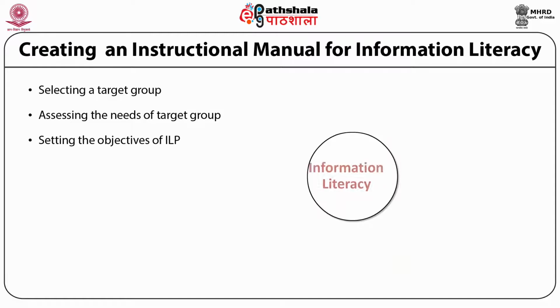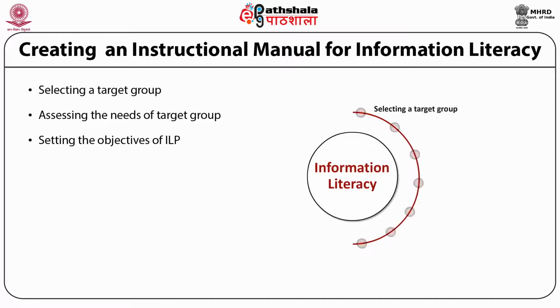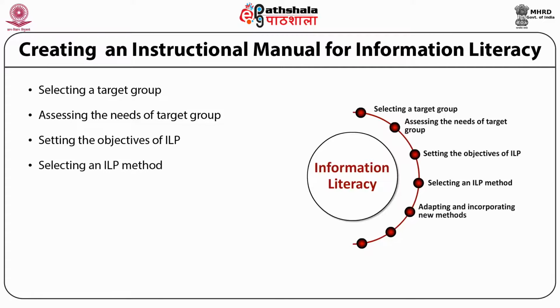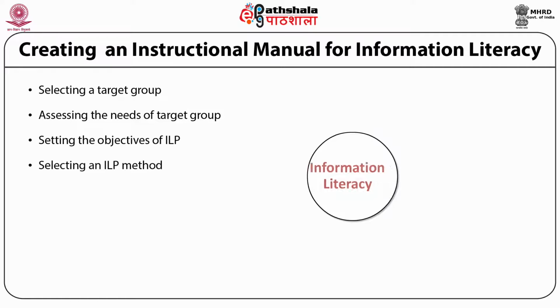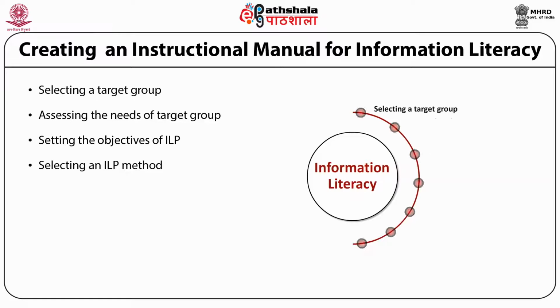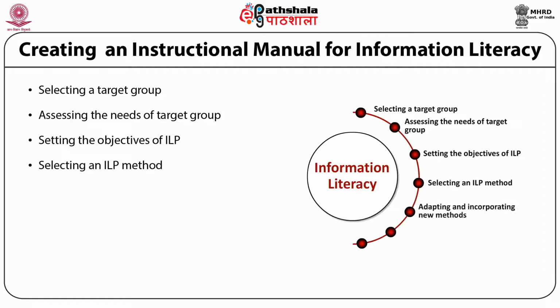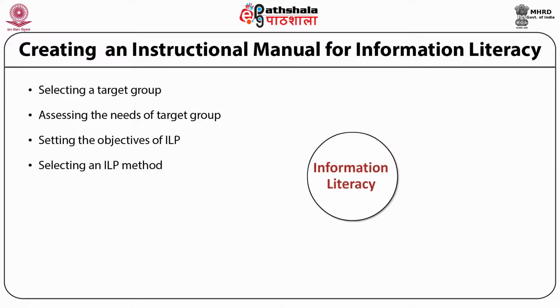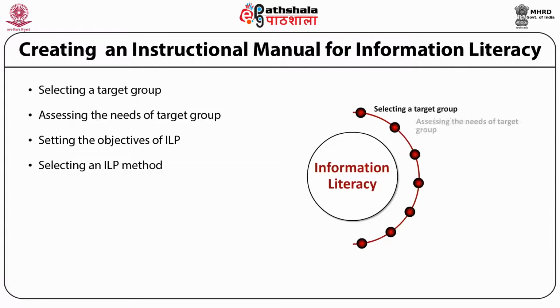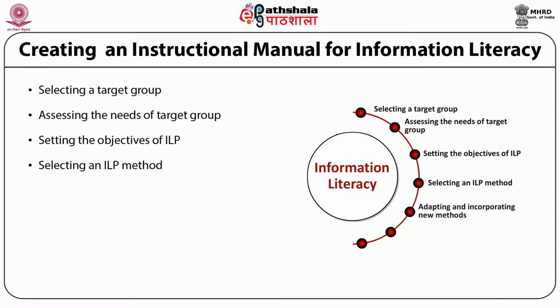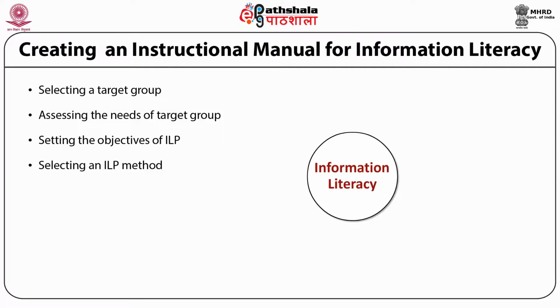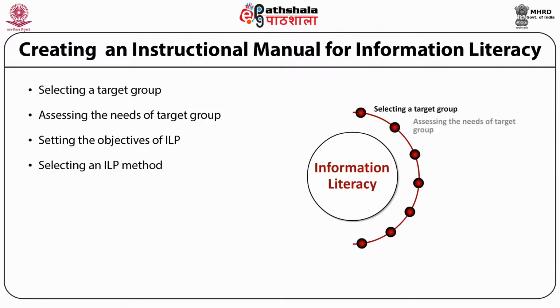Now, once the objectives are set, we move on to the next step, selecting an information literacy program method. As we know, an information literacy program can be delivered in many ways. It can be a one-shot program of 2 hours or a program which is spread out throughout a semester and delivered in phases. So it is very important to decide how an effective information literacy program will be delivered.